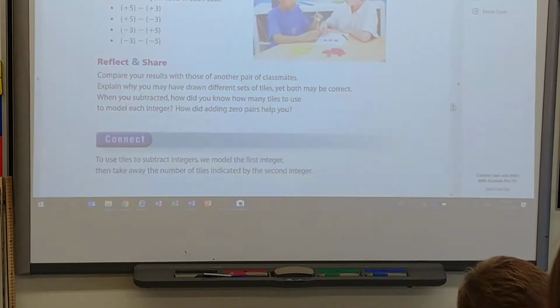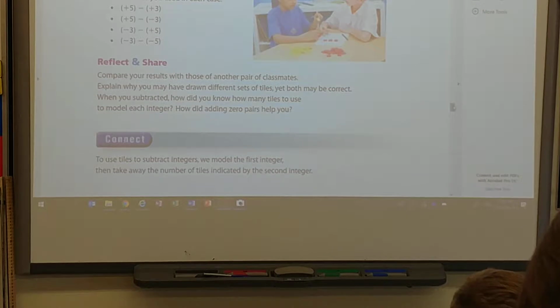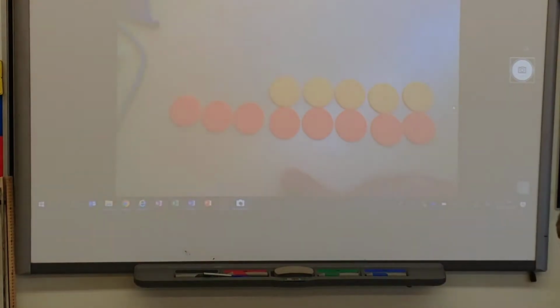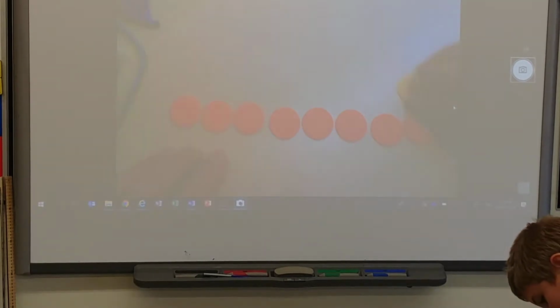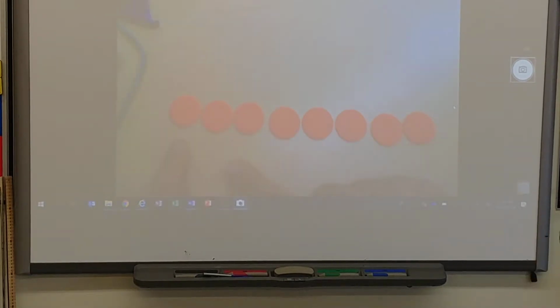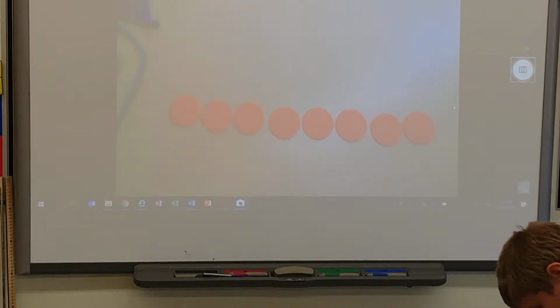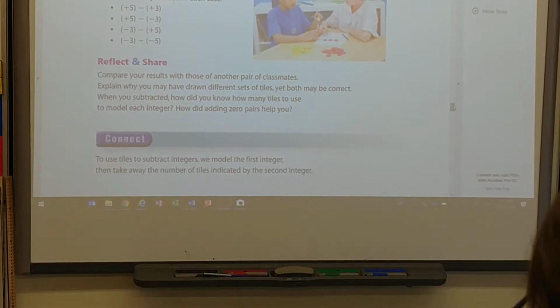Now the question said negative 3 minus positive 5. My answer: 1, 2, 3, 4, 5, 6, 7, 8. Negative 8. Let's see those show me boards. I want to see it. Did you get it? You got it. Yes. Ooh, I saw someone drew the tiles. Very well done. Okay. Let's look at the last one.